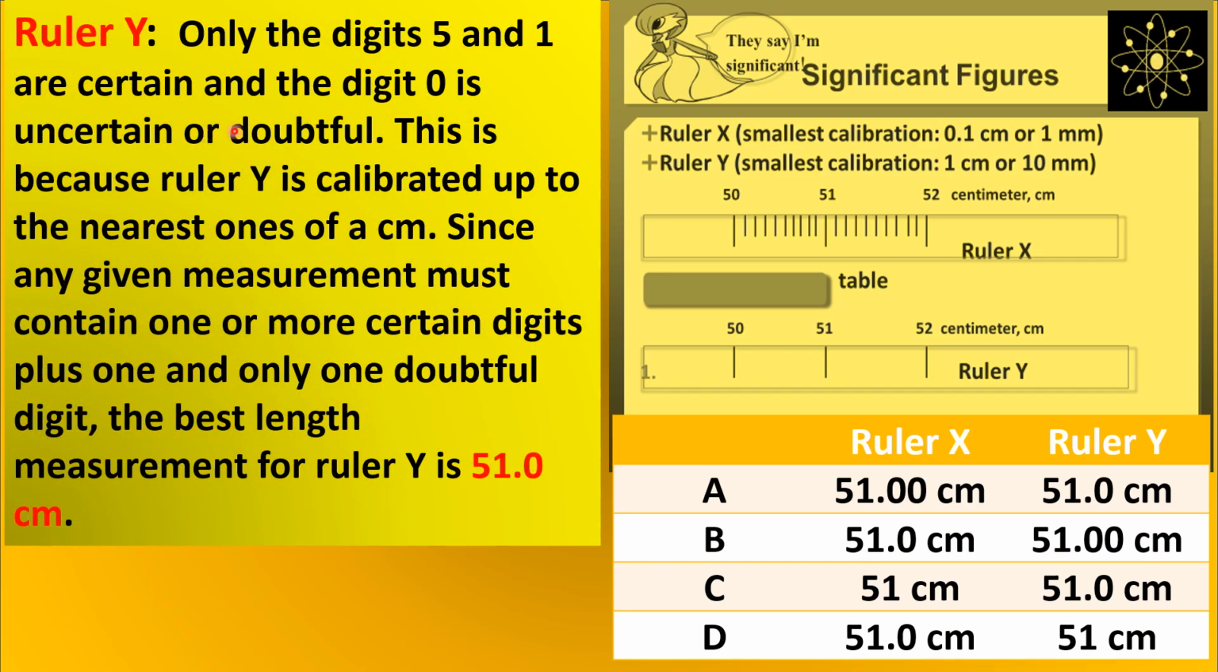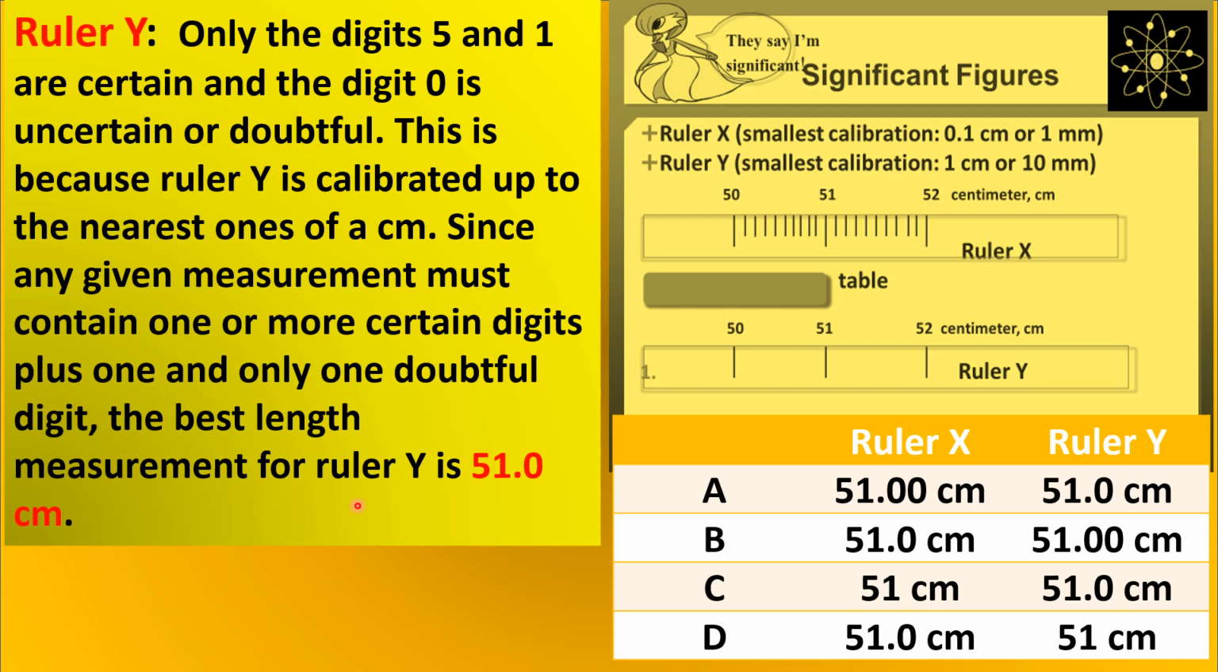For ruler Y, only the digits 5 and 1 are considered certain, and the digit 0 is uncertain or doubtful. This is because the smallest calibration of ruler Y is up to the nearest ones, or the nearest whole number of a centimeter. Since, as mentioned earlier, any given measurement must contain one or more certain digits plus one and only one doubtful digit, the best length measurement for ruler Y is 51.0 centimeters.